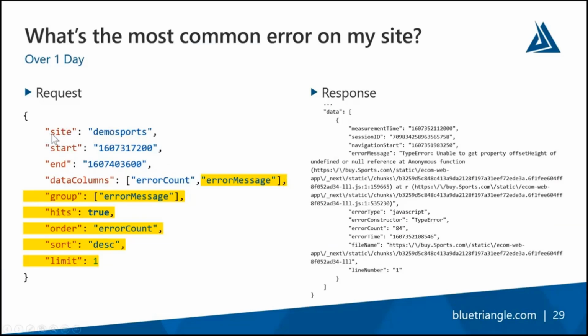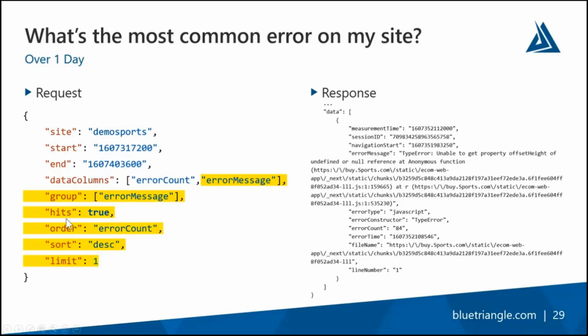All right, so we have our required parameters here, the site, the start and end, as always. And then with the data columns, we're going to add the error count, and we're also going to add the error message. Now, if you remember toward the beginning of the training, I mentioned the hits parameter is required to see the error message data column. And that just means we're not going to be grouping the data the same way. So we're going to specify the hits parameter. We're going to set that to true.